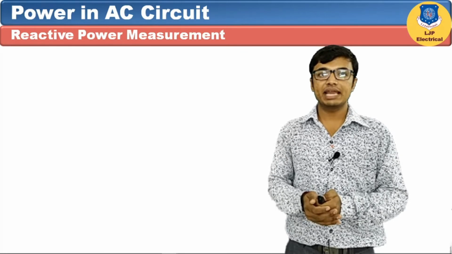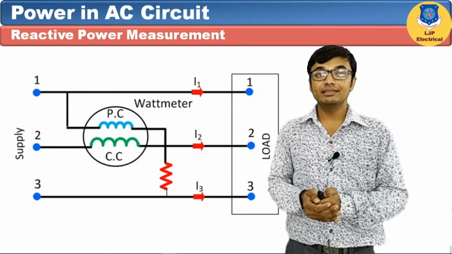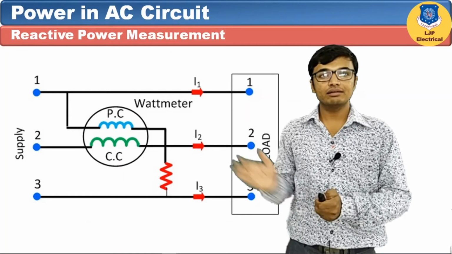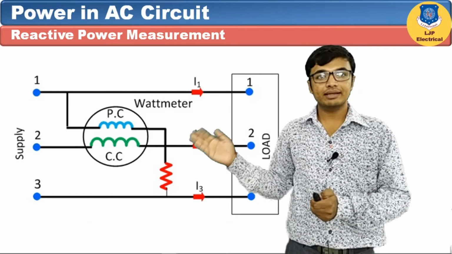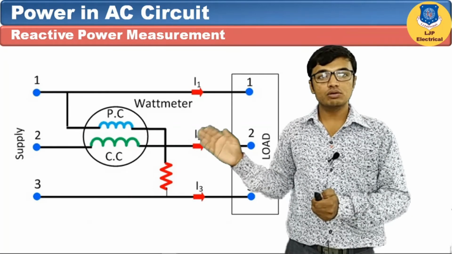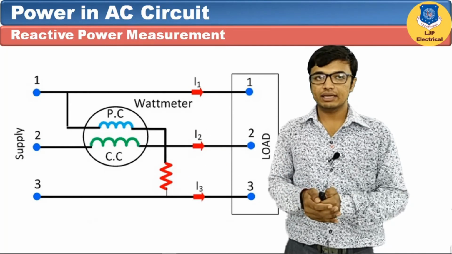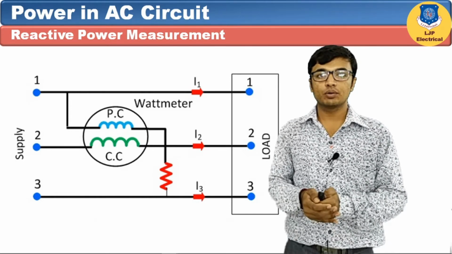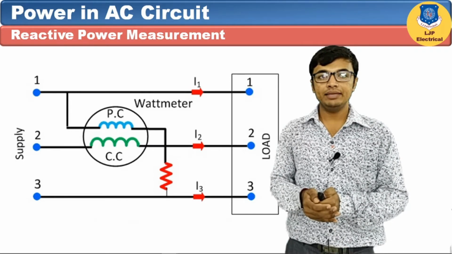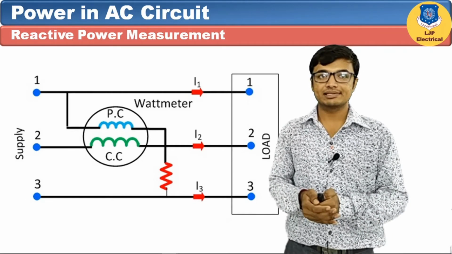Let's see how we can measure reactive power. To measure reactive power in this circuit in 3-phase system, we have connected wattmeter like this. Current coil of wattmeter is connected in Y phase, and potential coil of wattmeter is connected in between R phase and B phase. This connection will give deflection according to the equation, that is Q is equal to root 3 into V I into sin phi. So this is how we can measure reactive power in three-phase system.